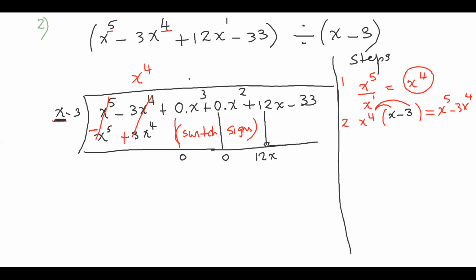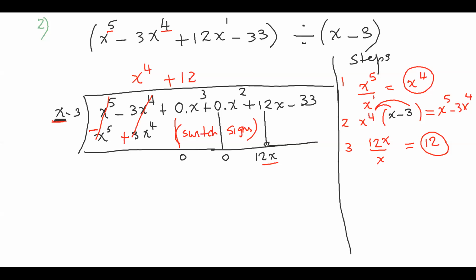Okay. So now divide 12x by x. So what do I get? 12x divided by x equals just 12. So this is our quotient. So that goes on here on the top. x to the power 4 plus 12.